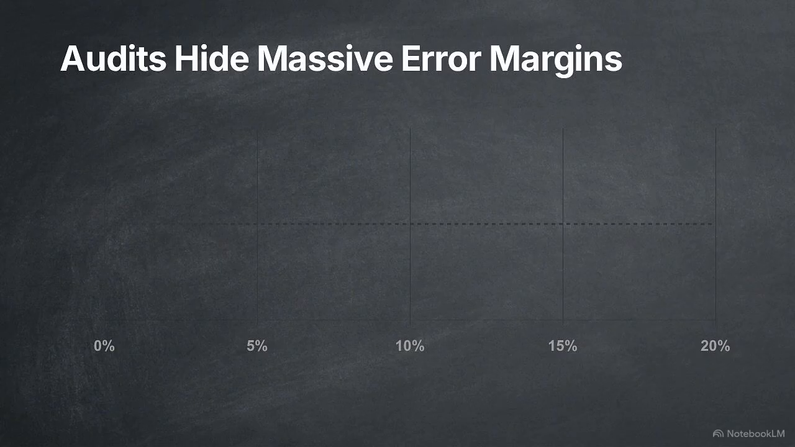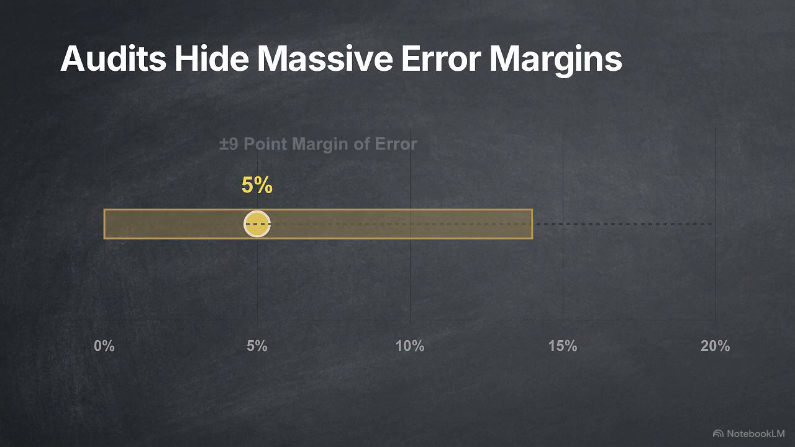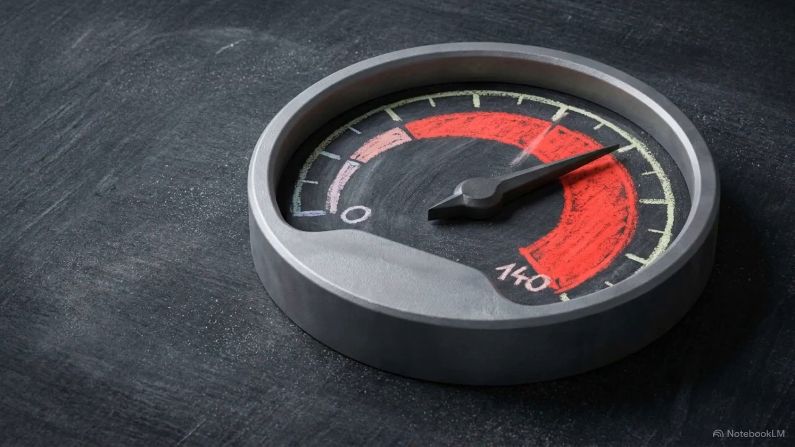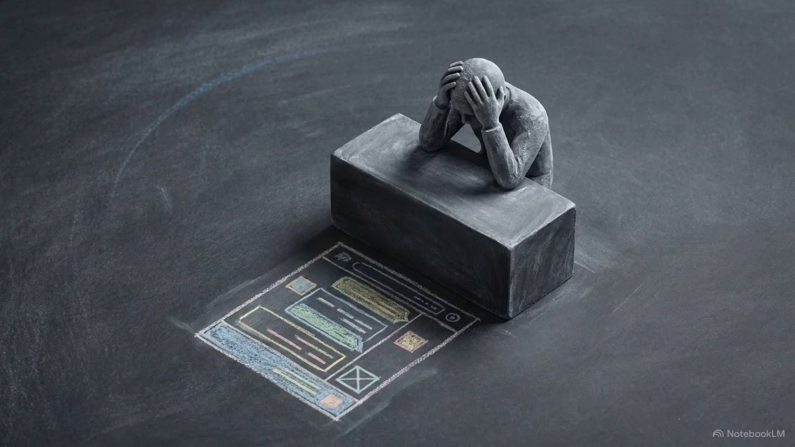Consider a baseline scenario. This diagram plots a brand that genuinely appears in exactly 5% of AI answers. If we apply the standard single-run audit methodology to this brand, it produces a margin of error of plus or minus 9 points. A range from 0 to 14% is functionally useless. Leadership cannot tell if the brand is totally invisible to the market or if it is the category leader.